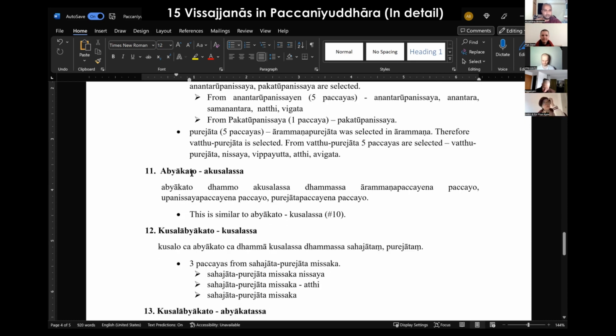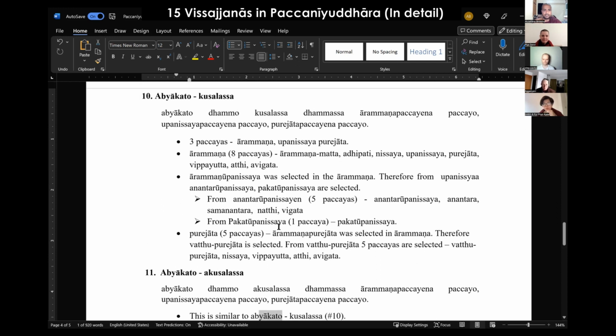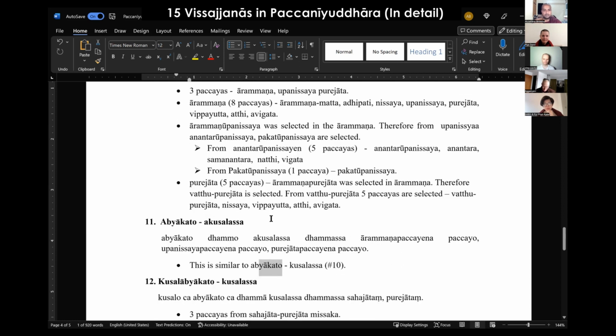Then we are moving into the 11th relationship: abhyakato akusalassa. Abhyakato dhammo akusalassa dhammassa nārammaṇapaccayena paccayo, upanissaye paccayena paccayo, purejāta paccayena paccayo. So this is similar to abhyakato kusalassa, which means the 10th one, right? It is similar. The extraction, the pulling out of the paccayas, is similar to this one.